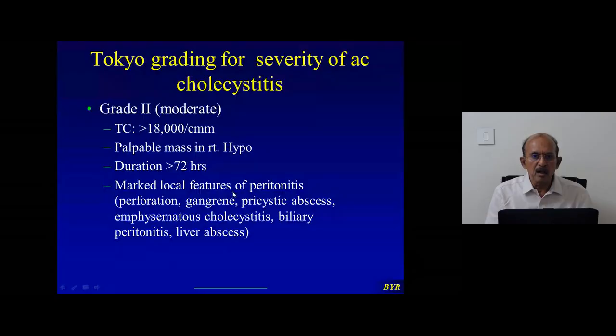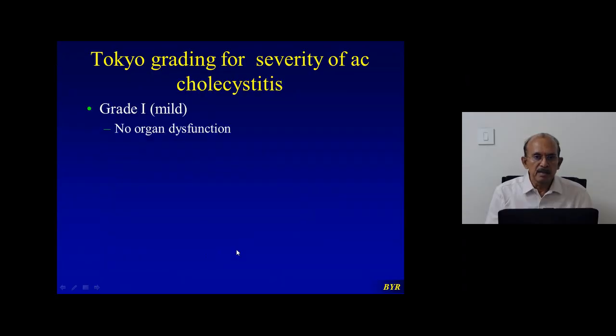So there is severe guarding over a very wide area, and high fever and high total leukocyte counts. So that indicates that there is some spreading local infection due to perforation, gangrene, pericystic abscess, emphysematous cholecystitis, biliary peritonitis, or liver abscess. So, whenever you suspect these things, you must always act very rapidly.